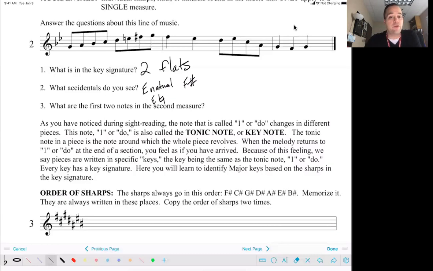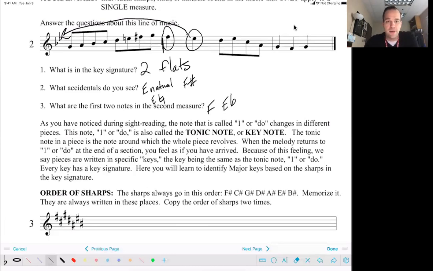Okay, what are the first 2 notes in the second measure? So here's where they're trying to trick you. The first note right here is F, and it is not sharp because it's on the other side of the bar line from that sharp. So the first note is F, and then the second note right here you might think is E, but no, we've got to look over here and check the key signature, and we have an E flat. So this is E flat on that note.